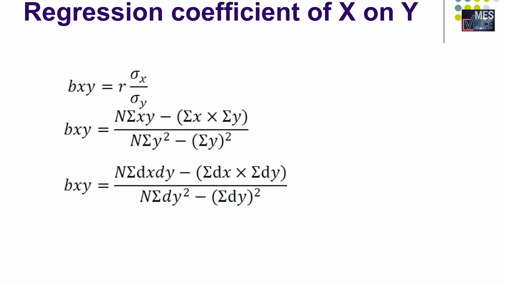Regression coefficient of x on y, some formulas are given here. bxy is equal to r into sigma x by sigma y, or bxy is equal to n into summation xy minus summation x into summation y divided by n into summation y square minus summation y the whole square. Or we can use another formula for bxy, which is equal to n into summation dx dy minus summation dx into summation dy divided by n into summation dy square minus summation dy the whole square.